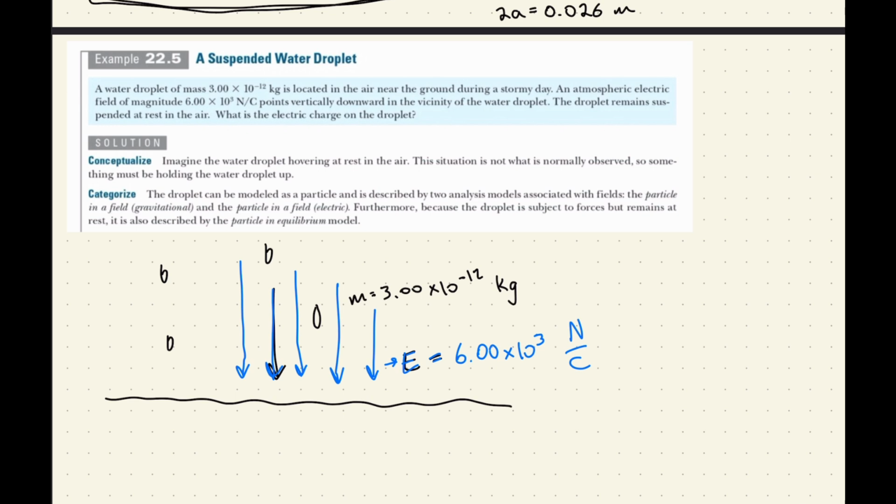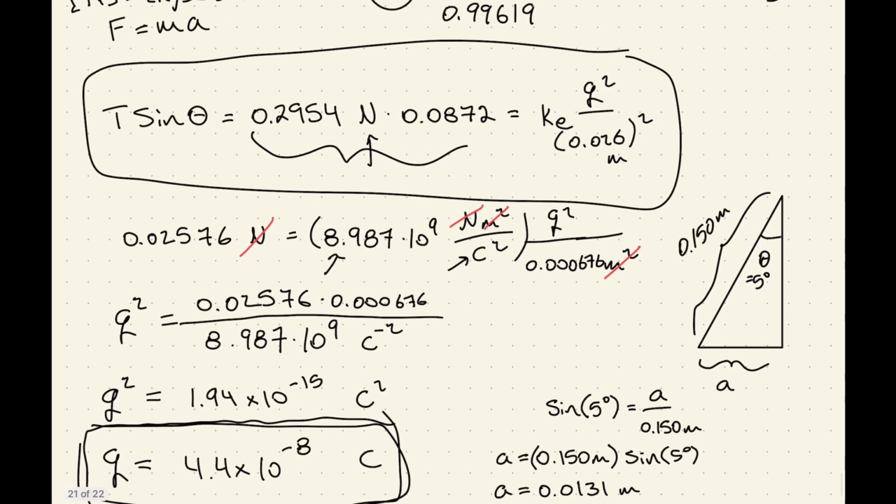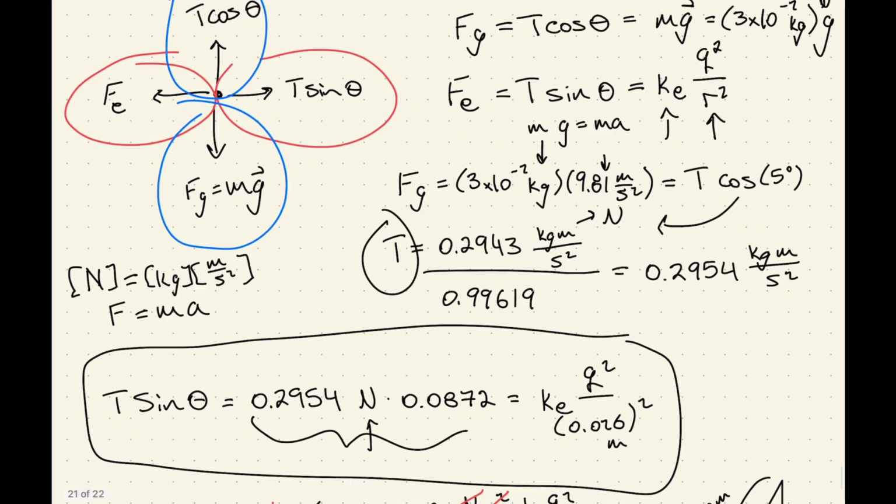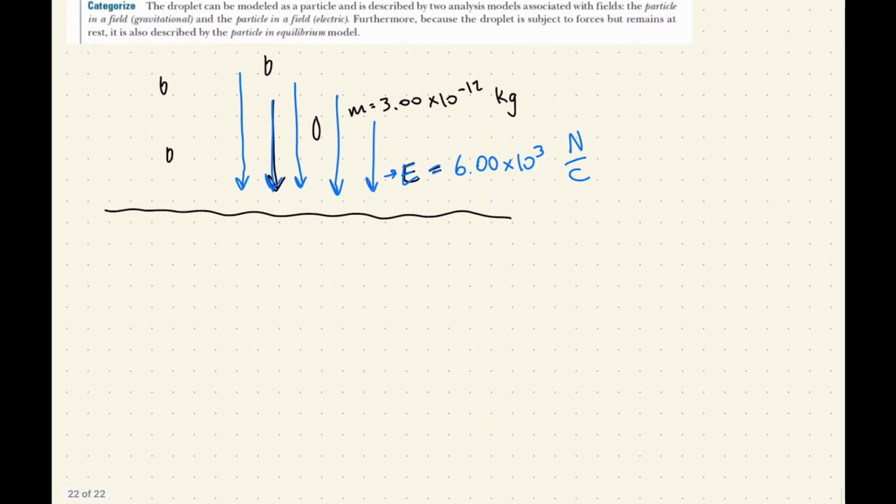So that points vertically downwards in the vicinity of the water droplet. The droplet remains suspended at rest in the air. What is the electric charge on the droplet? This is pretty much the same problem as this, except we are simplifying it to just 2 forces.